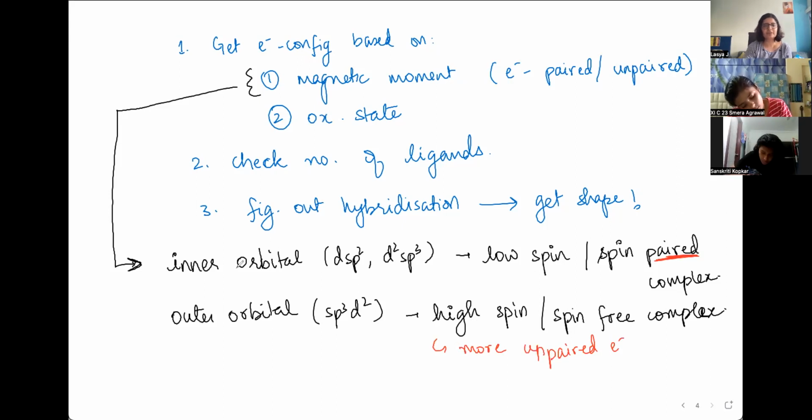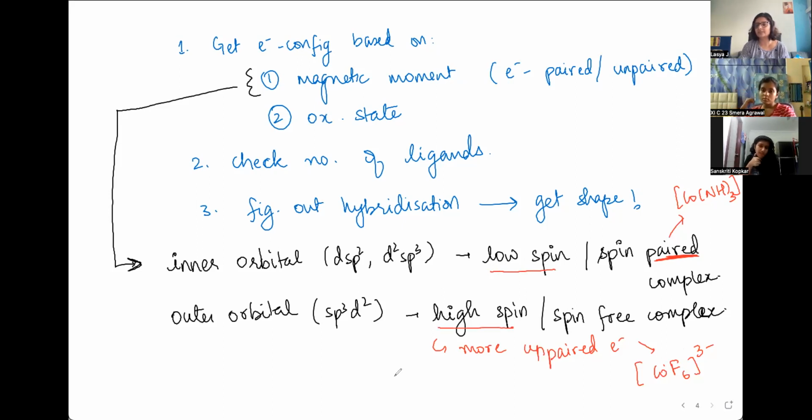Examples for both: for inner orbital it's the one that we just saw, hexaamine cobalt 3 plus, and for high spin, a similar situation, we say CoF6 3 minus. In both, cobalt is present in the +3 state. The only difference is that if it's ammonia forming a coordinate bond with it, all the electrons get paired up and you end up with a low spin complex. If it is fluoride coming to form a bond with it, you get a high spin complex. Electrons are unpaired.